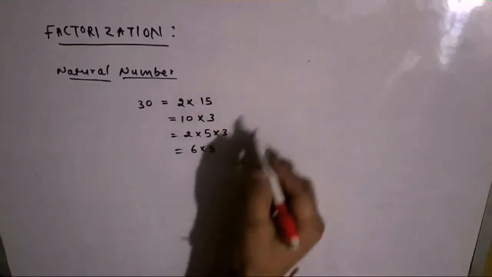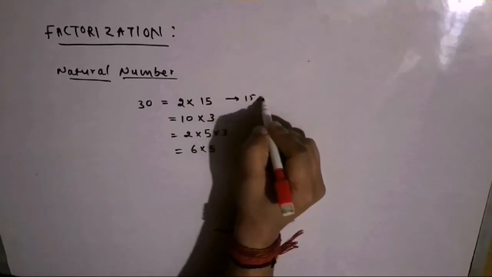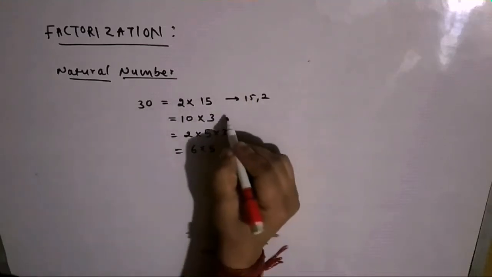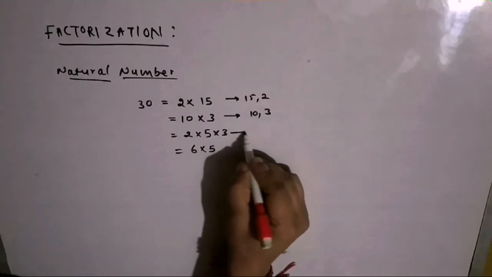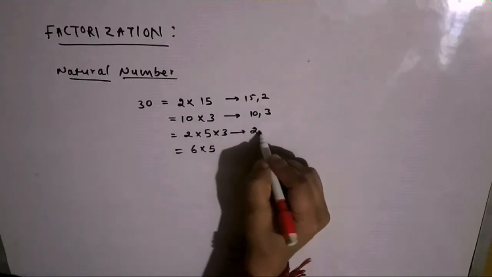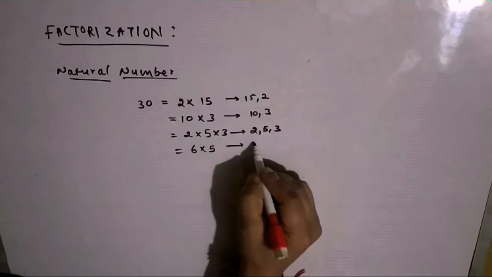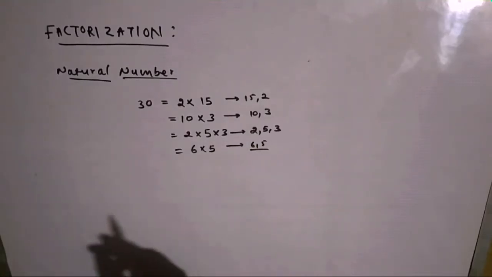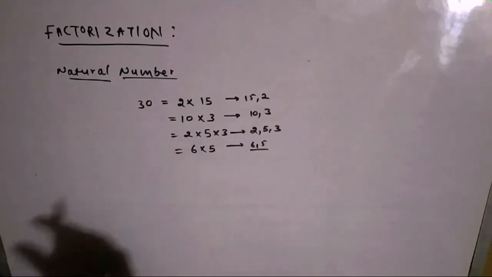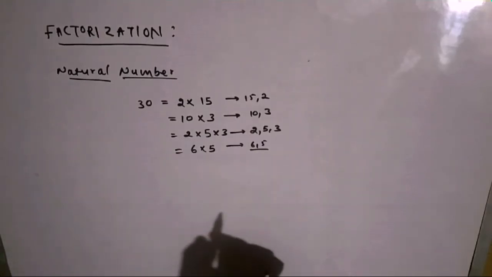So all these numbers are actually the factors. Here 10, 15 and 2 are factors of 30. In this case 10 and 3 are the factors of 30. Likewise 30 can also be written with factors 2, 5 and 3, and 6 and 5 are also factors of 30. So basically 30 can be represented as a product of natural numbers in different ways, right?